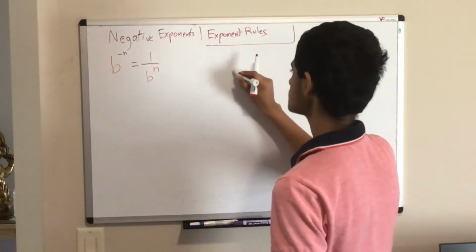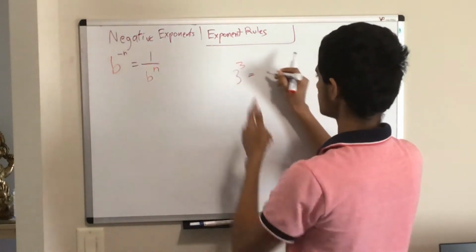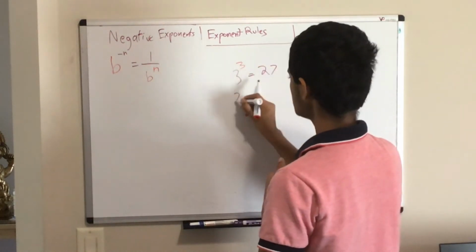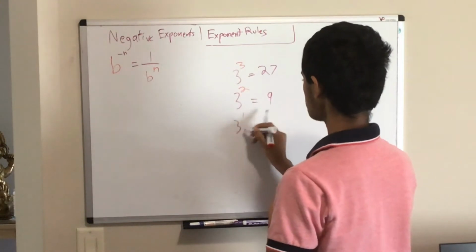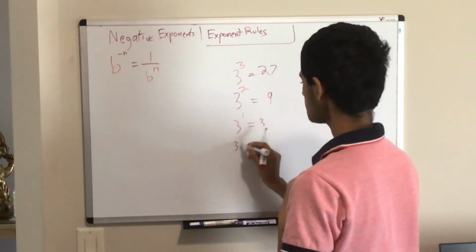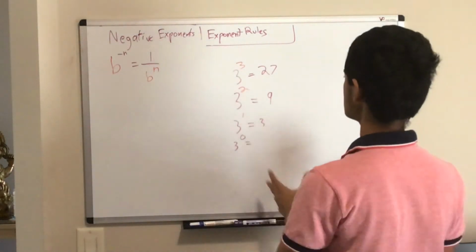So what I'm going to do is set up some exponents and see what happens. So 3 to the power of 3 is 27. 3 to the power of 2 is simply 9. 3 to the power of 1 is just 3. And 3 to the power of 0, it's not exactly 0. And this is where we'll take a quick detour.